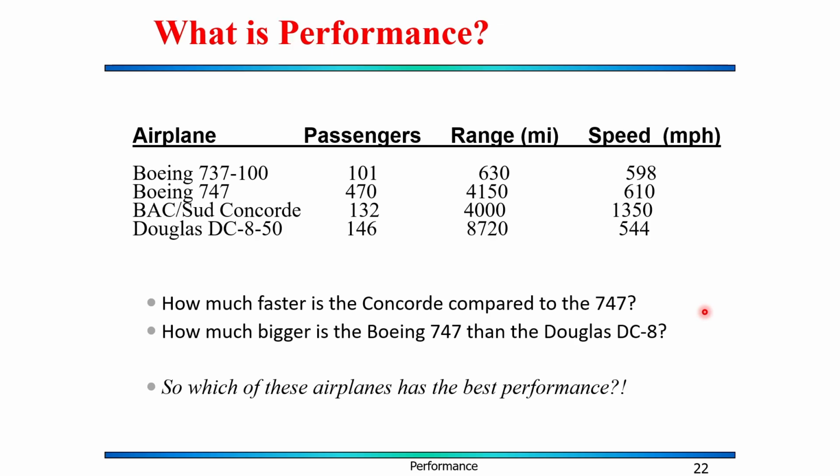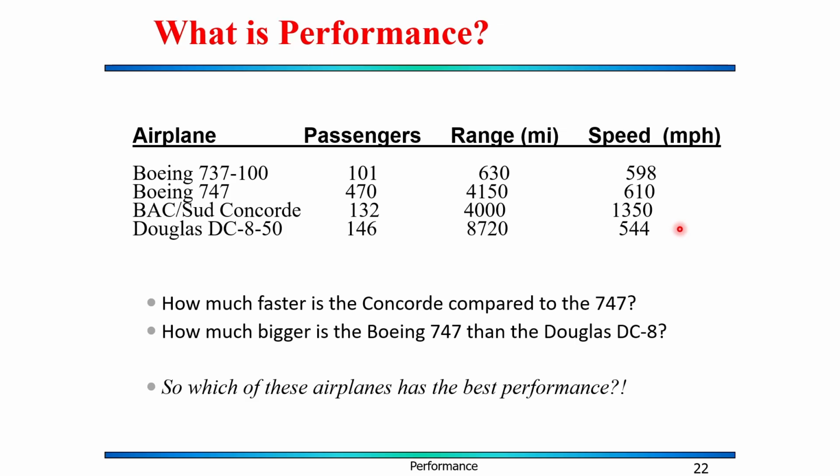This slide uses an airplane analogy to show that performance depends on how you measure it. Look at this table comparing different airplanes. We have passengers and its range and speed in miles per hour. How much faster is the Concorde compared to the 747? The Concorde flies at 1350 miles per hour, while the 747 flies at 610 miles per hour. So the Concorde is of course more than twice as fast.